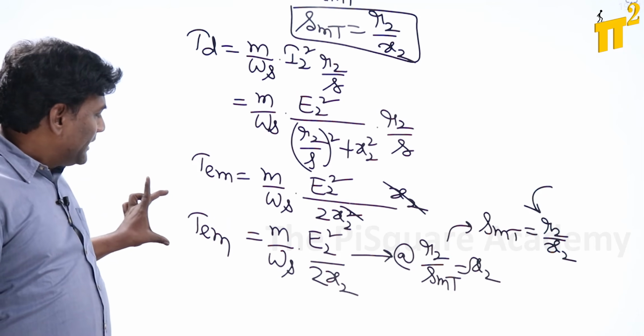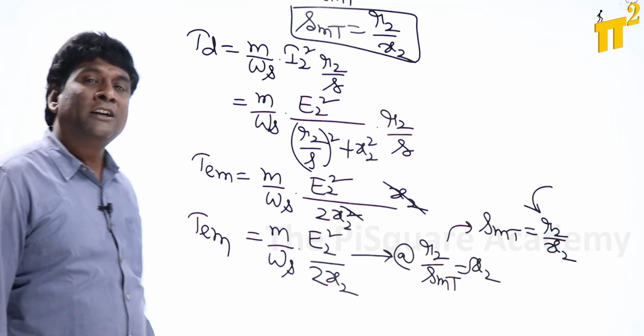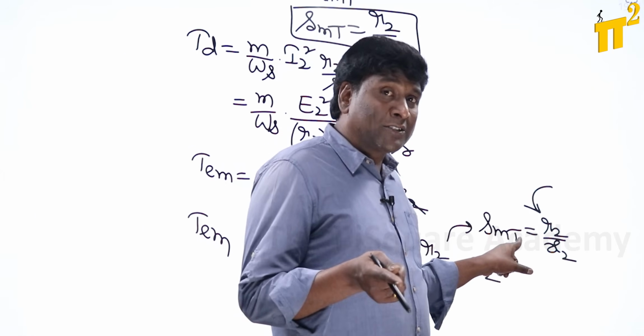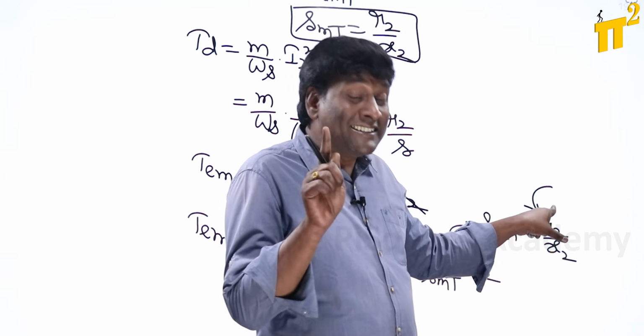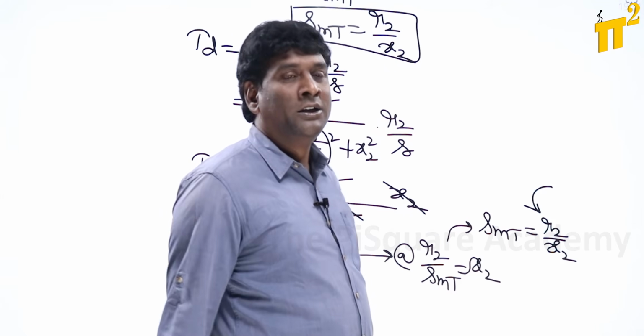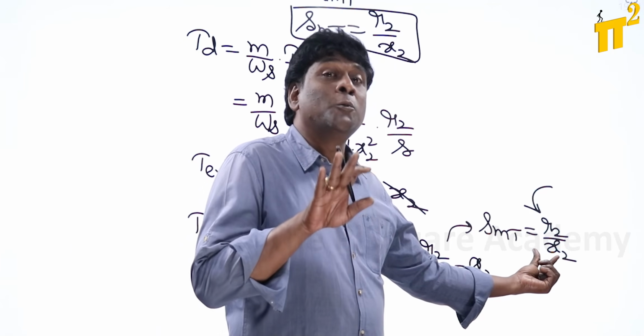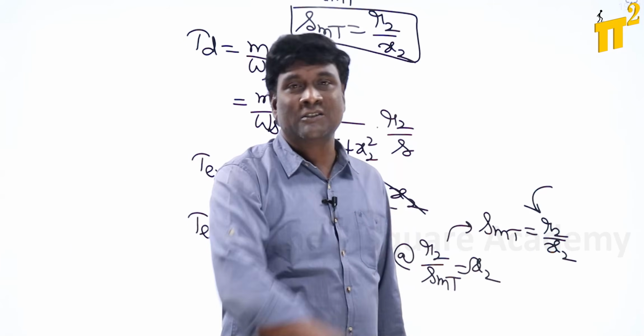Anyway, the point to be noted here is that the pull out torque, the magnitude of maximum torque, is independent of rotor resistance, but the slip at which maximum torque occurs will be decided by rotor resistance, and will not be decided by rotor reactance. Because the MCQ questions are there, we should be ready for MCQ questions also. So X2 we are not supposed to change at any cost, because of some reasons, forget about it.